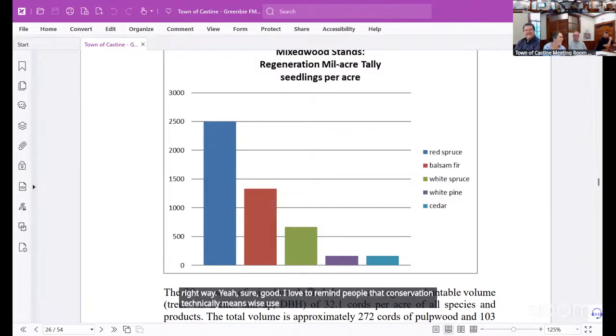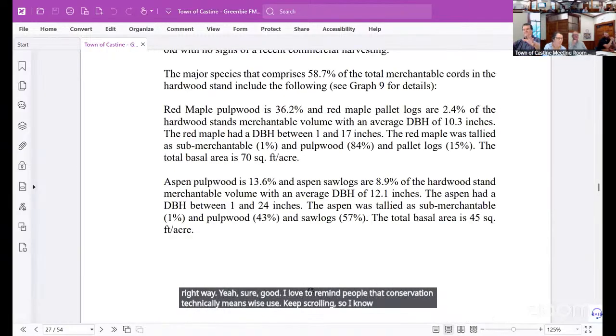Right. But a lot of people think conservation means, oh, don't touch it, just leave it.